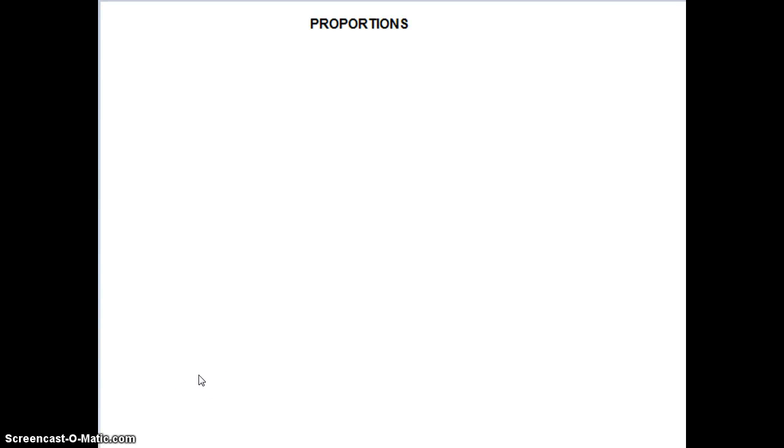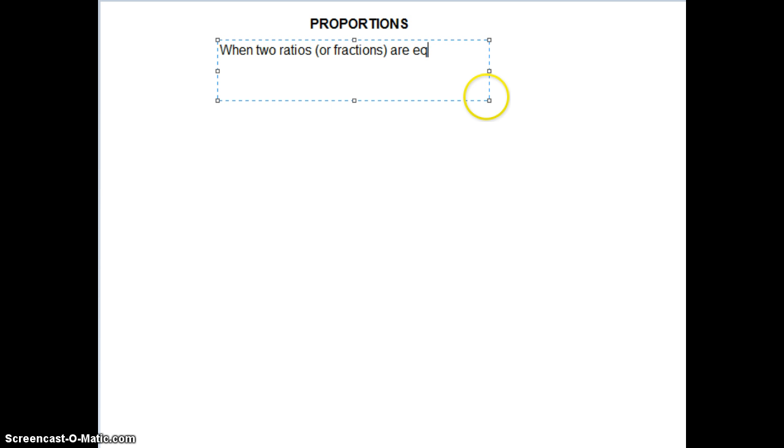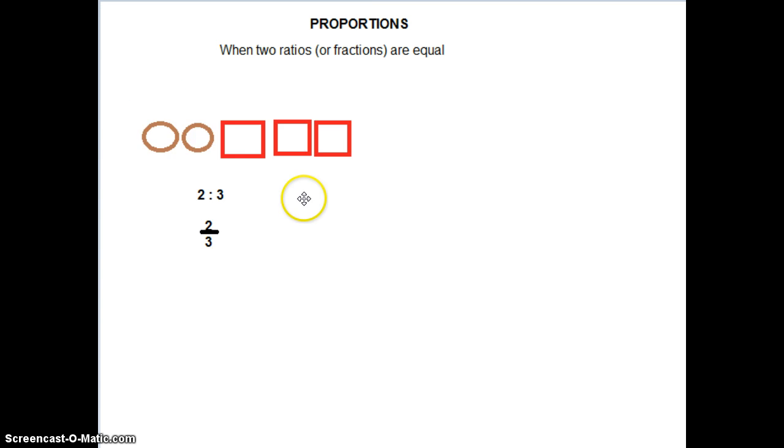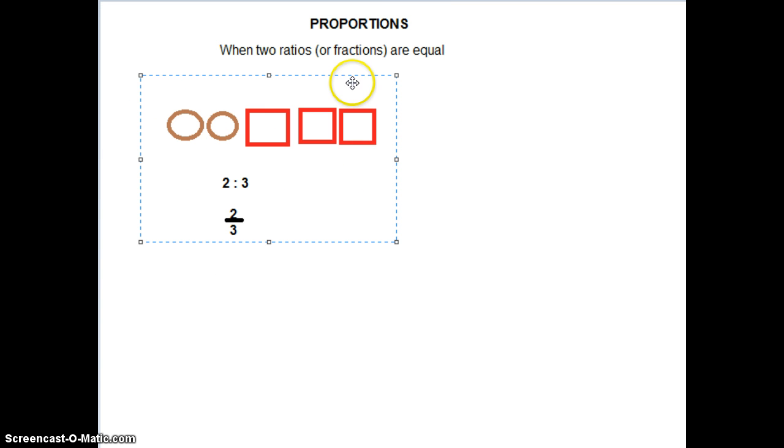Okay, so today we're going to learn about proportions. And proportions are when two ratios, also considered as fractions, are equal. So let's bring back our example from the ratio video. Remember, for every two circles, there are three squares. And that's also considered as 2 over 3.